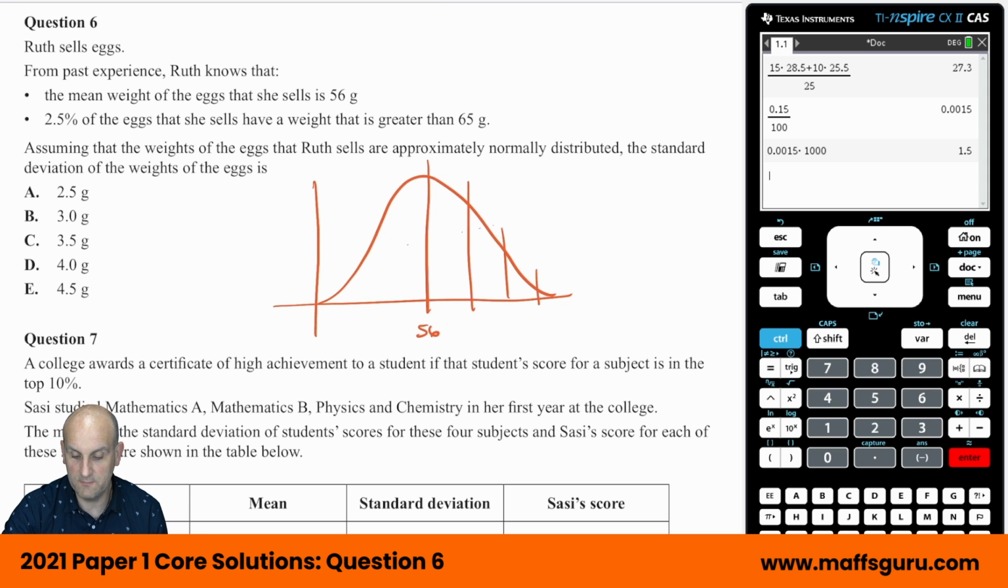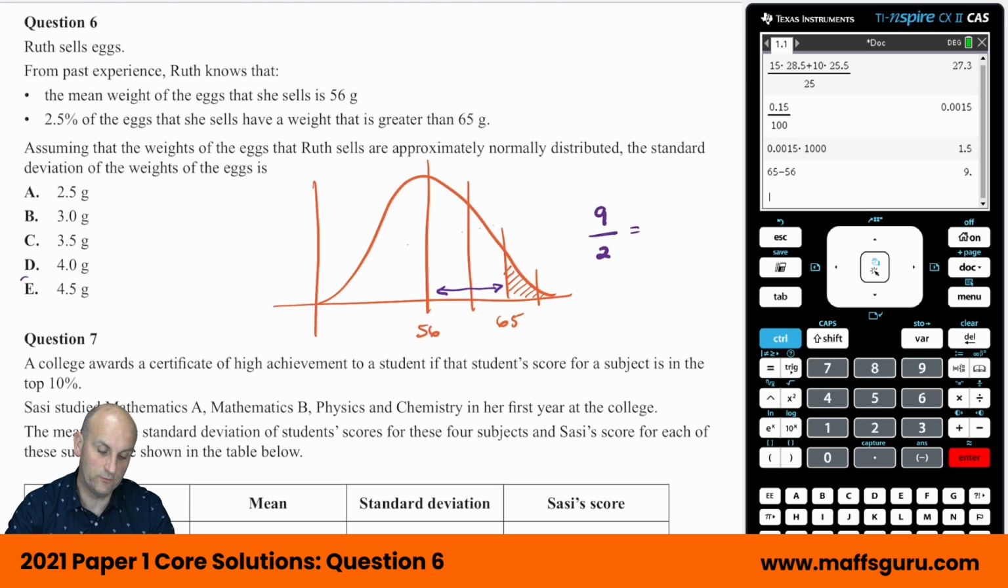Now, if you again remember, the 2.5% is actually this bit here. So that's them telling you that there is 65 on my second standard deviation. It's a bit of a trick. Assume that the weight of the eggs are approximately normally distributed. The standard deviation of the weight of the eggs is, well, what we now know is that that distance there is 2 standard deviations. So if I do 65 minus 56 gives me 9. So divide that by 2, because there's 2 standard deviations, gives me 4.5. So E, as far as I'm concerned, is my correct answer.